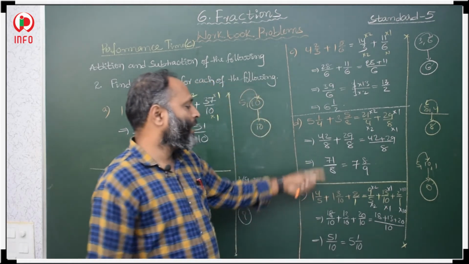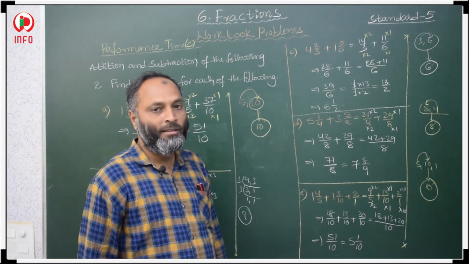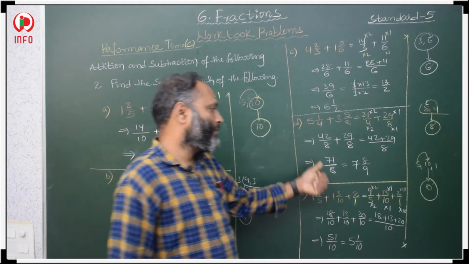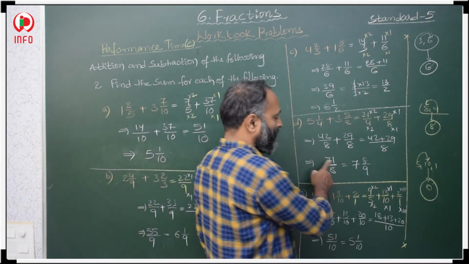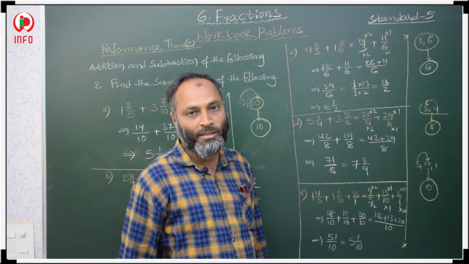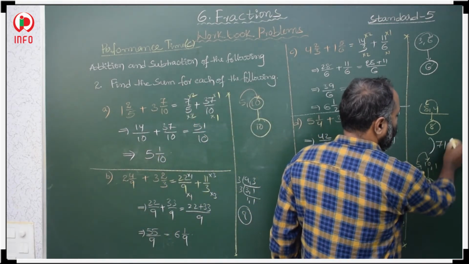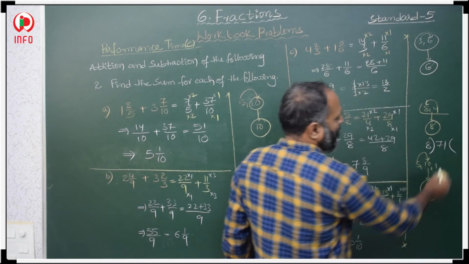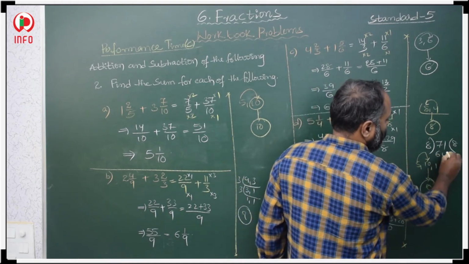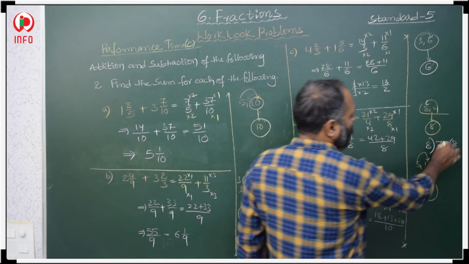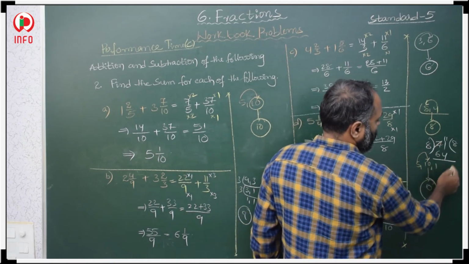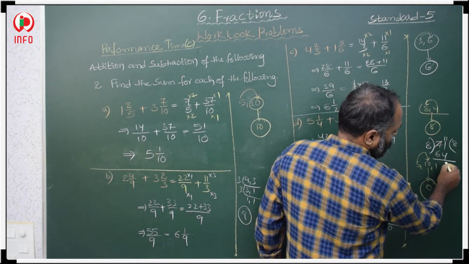Then 7 by 8 is an improper fraction. Then how to convert 71 by 8, not 7, 71 by 8, which is an improper fraction? We have to convert this into a mixed fraction, 71 by 8. 8 8s are 64. Then how much is left? Borrow 1, 11, so that means 7.